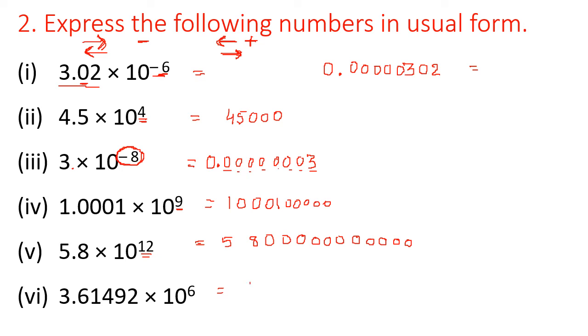Here again 3.6149 into 10 raised to 6. The decimal point is after 3, move 6 digits towards the right. So 1, 2, 3, 4, 5 and 6. 5 places are filled up, so in the last place I will put a 0. So this is the usual form. In the second question, we have converted the standard form into the usual form.